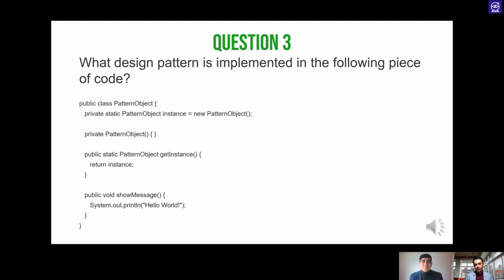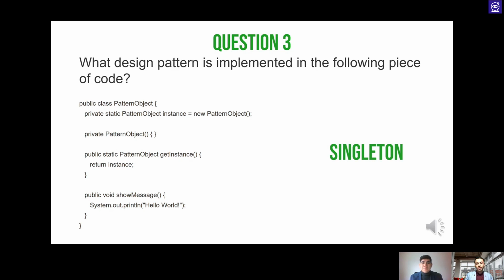Did you get it? There are some hints that guide us on what kind of design pattern has been implemented here. The first one is that it has an instance of itself, and the instance is static. The second one is that it has a private constructor. These two characteristics are a common implementation of a singleton. So the design pattern is singleton.